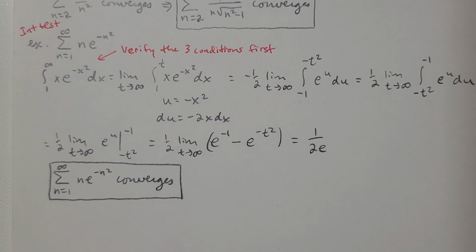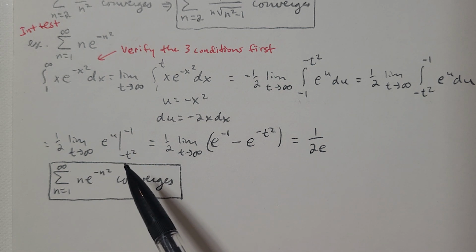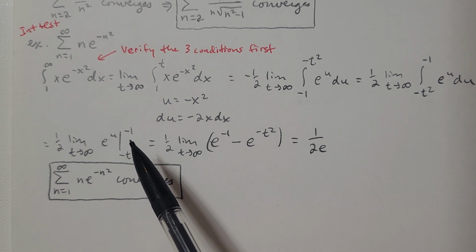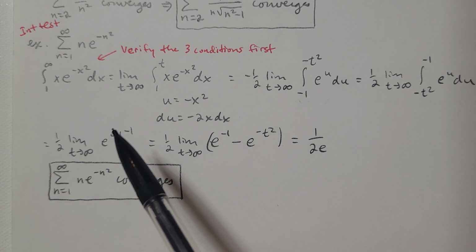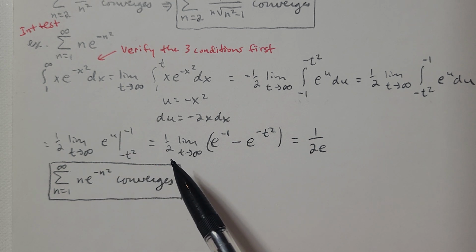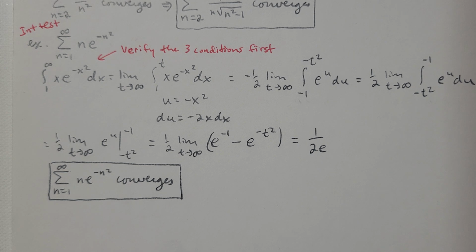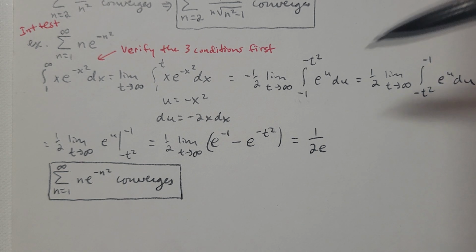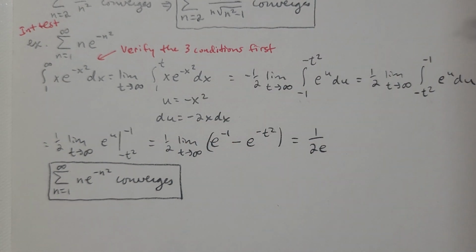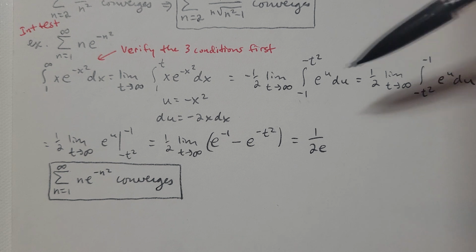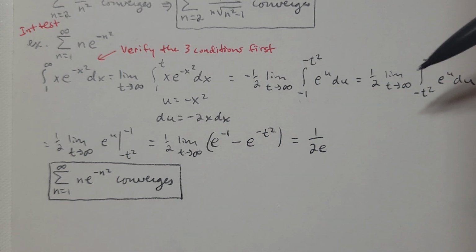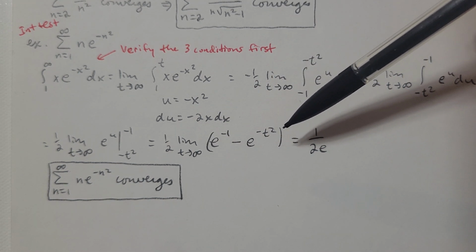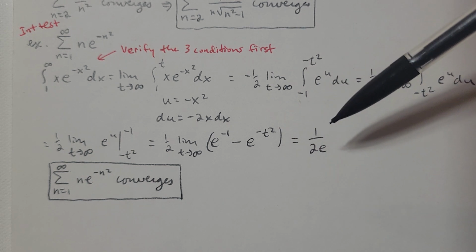Okay, and that's going to be 1/2 times the limit as t approaches infinity of e to the u, which is being evaluated from negative t squared to negative 1. So then when I plug in the bounds, I get 1/2 times the limit as t approaches infinity of e to the negative 1 minus e to the negative t squared. Okay, the limit as t approaches infinity of e to the negative t squared, or 1 over e to the t squared, that'd be 0.